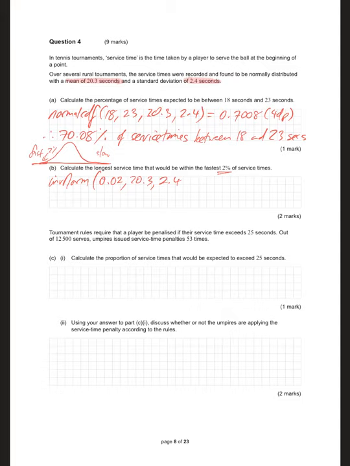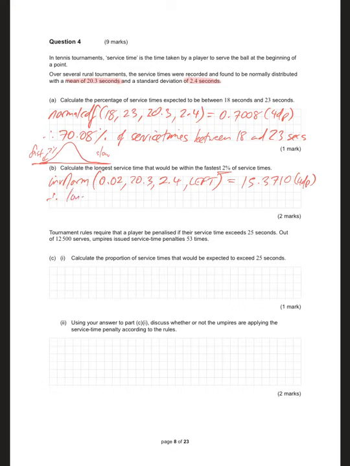For those people with a new calculator, the tail is on the left. So second vase, inverse normal, 0.02, 20.3, 2.4. I don't get to set the tail, but if you've got a newer calculator, you can. 15.371, to 4 decimal points.